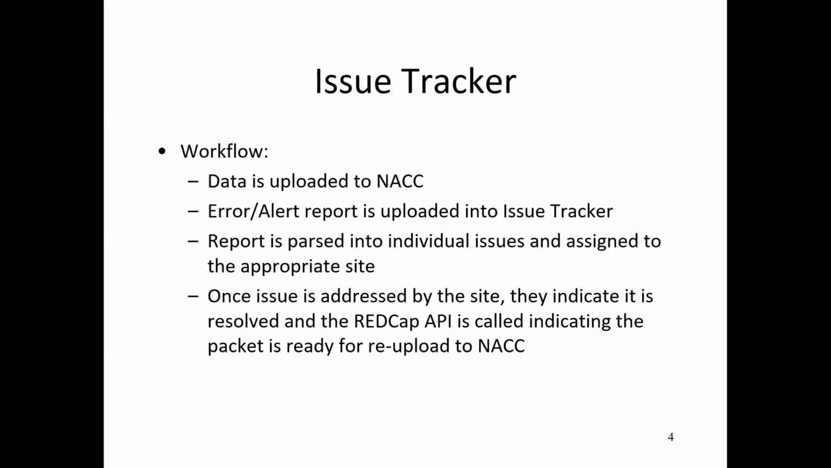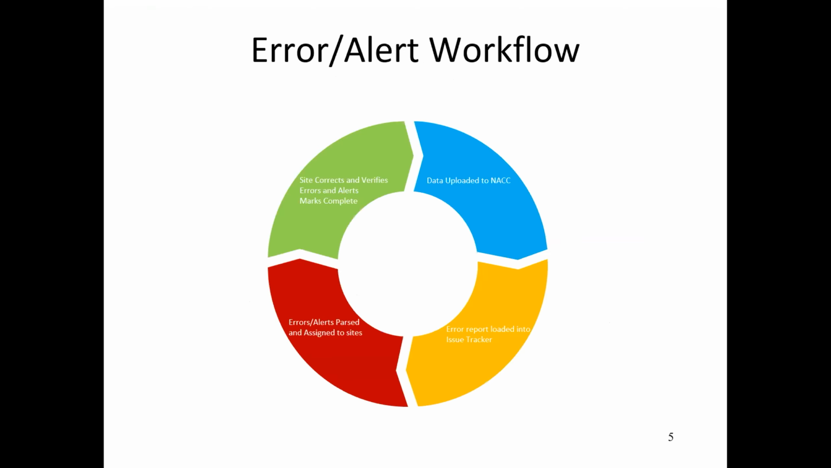With the issue tracker, this is one of the challenges that we have with having 5 different sites, is that we have to upload as one upload, but then get the data consistency checks and errors and alerts fed out to each of the participating sites. And so we created a custom piece of software called the issue tracker that will actually parse the NAC report and properly associate each error with each site. And then they can go into the issue tracker and correct any errors or verify any alerts.